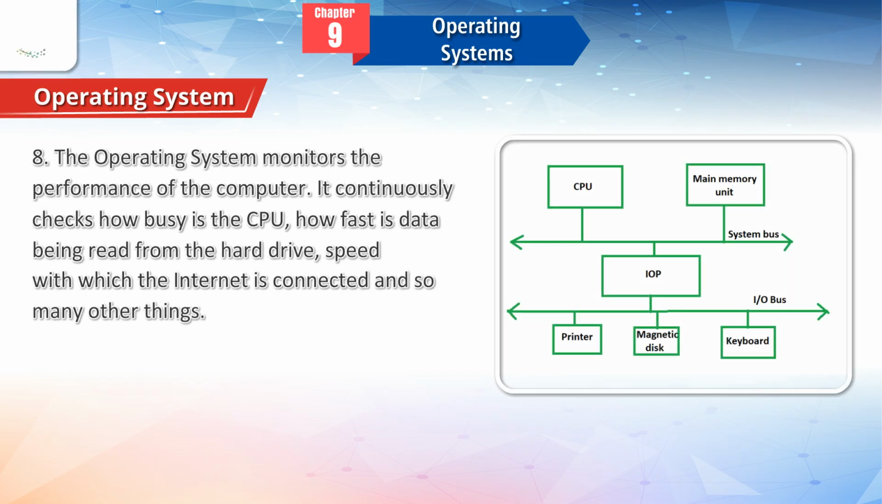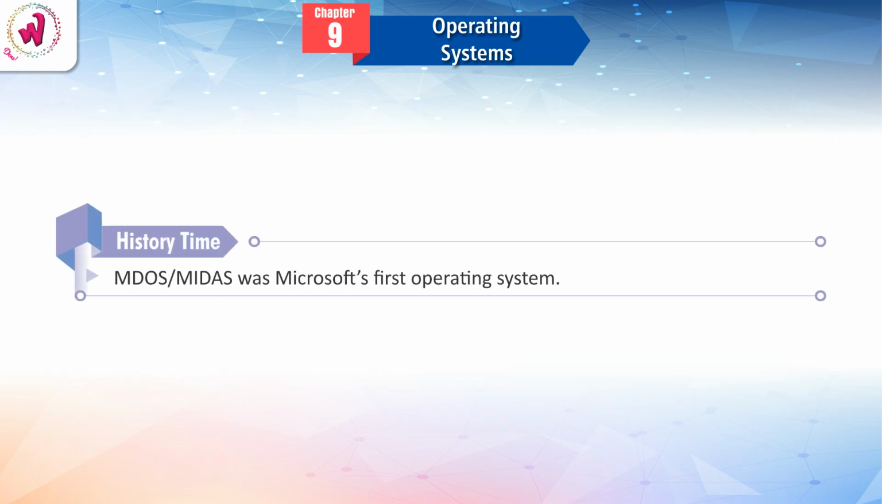8. The operating system monitors the performance of the computer. It continuously checks how busy the CPU is, how fast data is being read from the hard drive, the speed with which the internet is connected, and so many other things. History time. MS-DOS or MIDAS was Microsoft's first operating system.